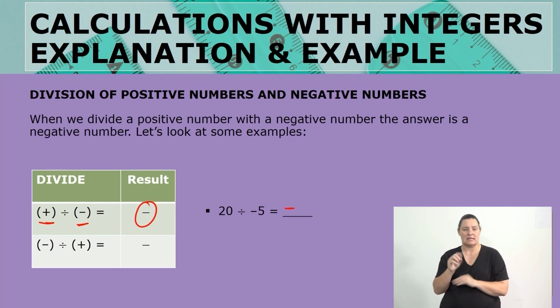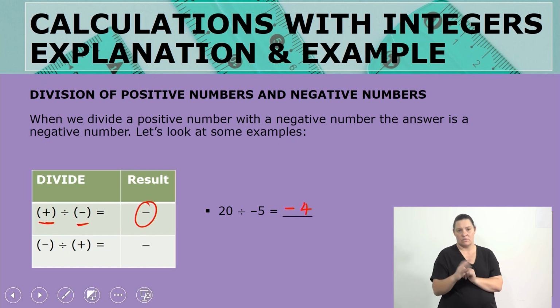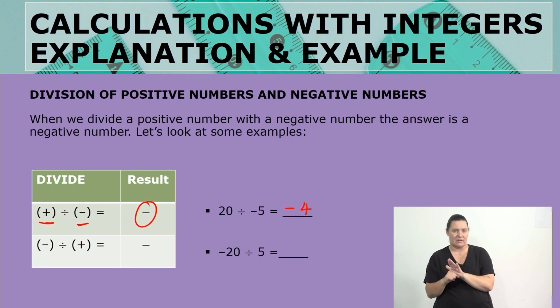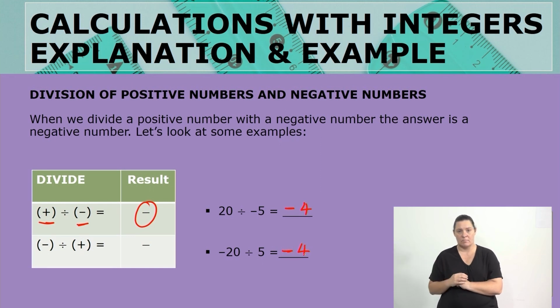And then what is 20 divided by 5? That is 4. That means that positive 20 divided by a negative 5, our answer is going to be a negative 4. The same is true if I have a negative number and I am dividing it with a positive number. So a positive with a negative is a negative number, and then 20 divided by 5 will be 4. So a negative 20 divided by a positive 5 is equal to a negative 4.